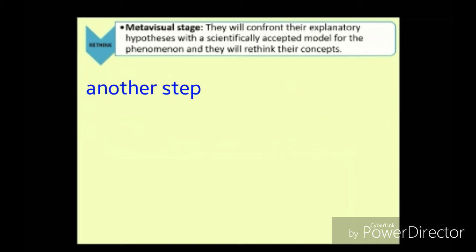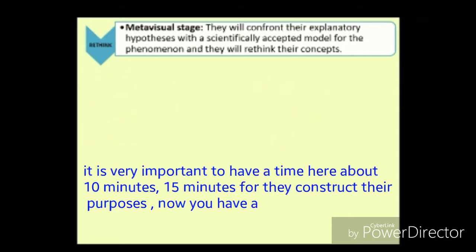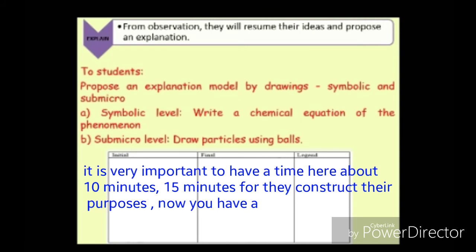Another step, rethink. It's very important to have time here, about 10 minutes, 15 minutes, for them to construct their proposals.